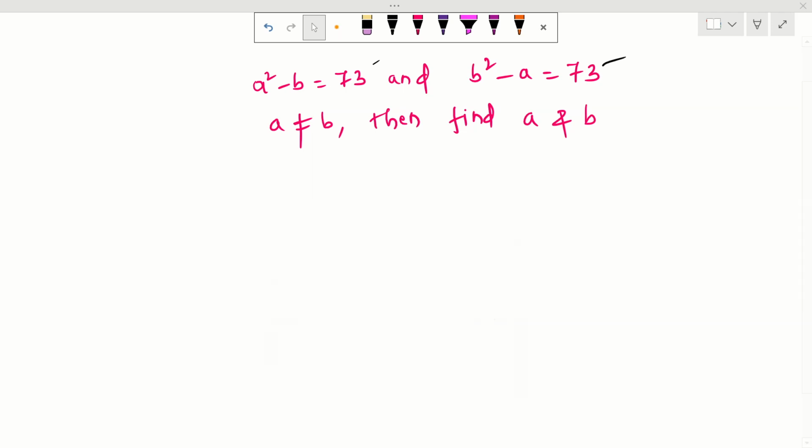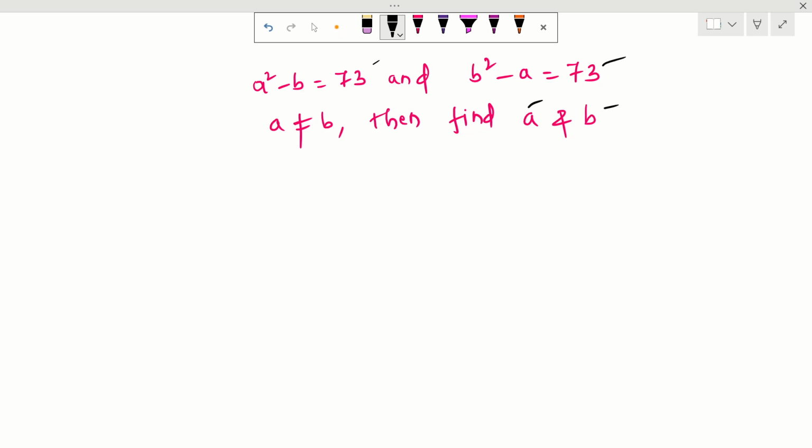Here in this question, we need to find the value of A and B. From these two equations, A square minus B is equal to 73 and B square minus A is equal to 73. One condition is given: A is not equal to B. Then we need to find the value of A and B.